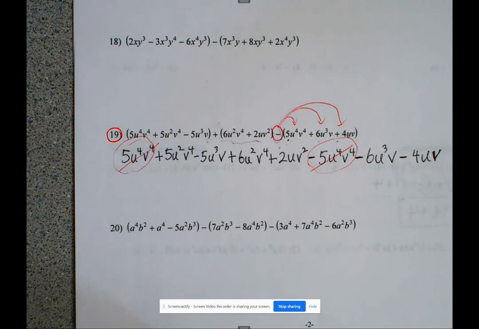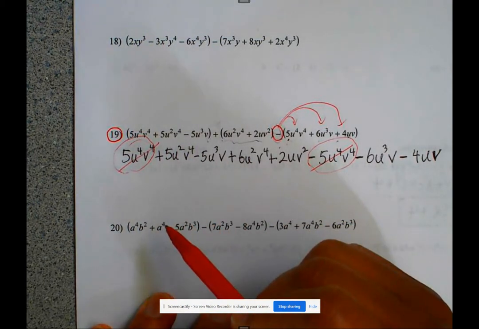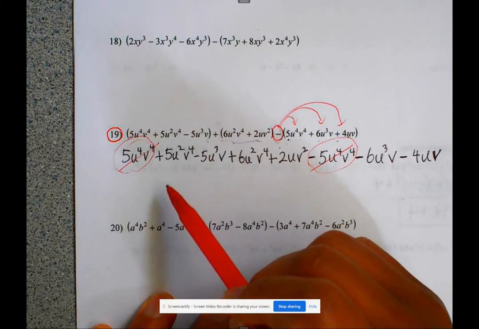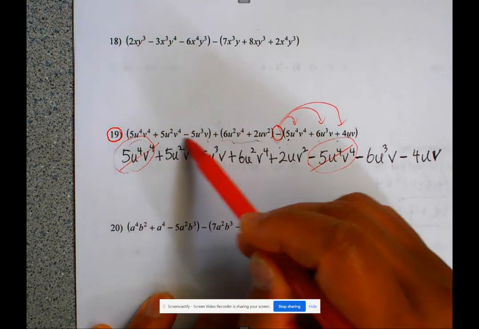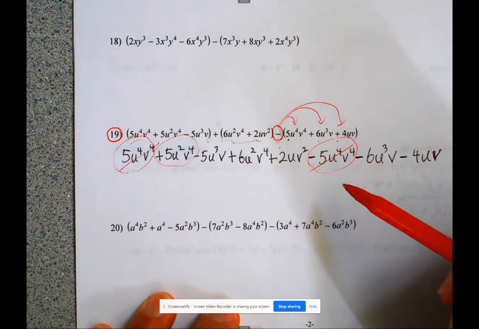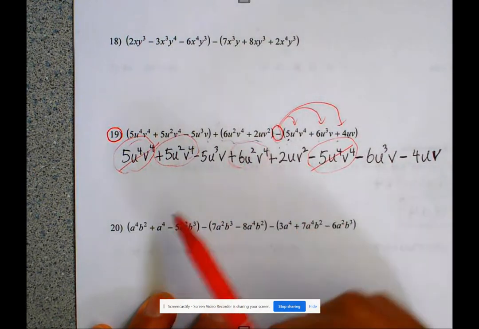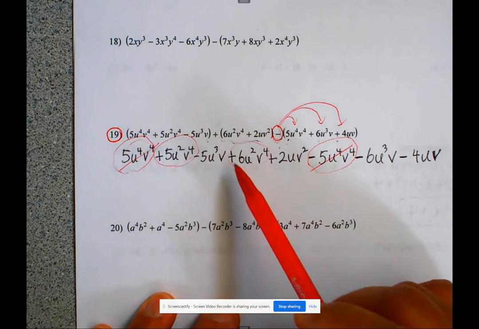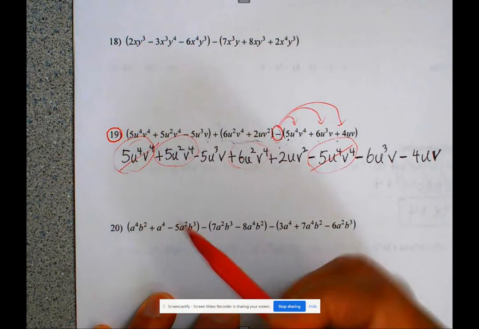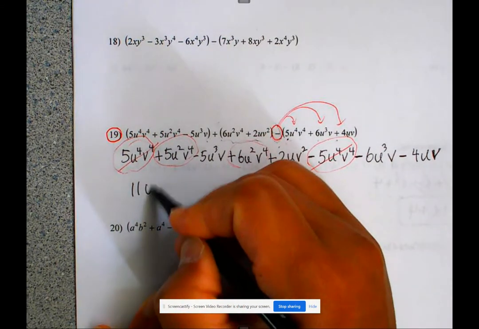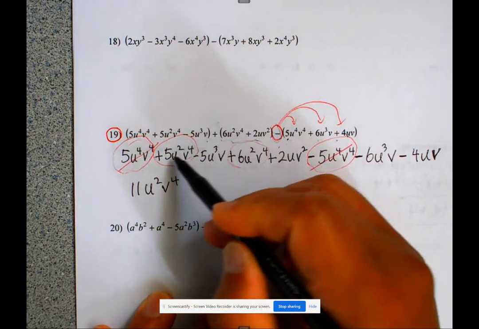Someone else, can someone else tell me the next two terms we need to combine? Keith? That's correct. 5u to what? Square v to the fourth. Yeah, that is correct. 5u to the second, v to the fourth with 6u to the second, v to the fourth. Very good, excellent. All right, so can you tell me what you get if you combine 5 and 6 together? 11. So this one you do combine. So we do have 11u to the second, v to the fourth, and make sure you cross it out.